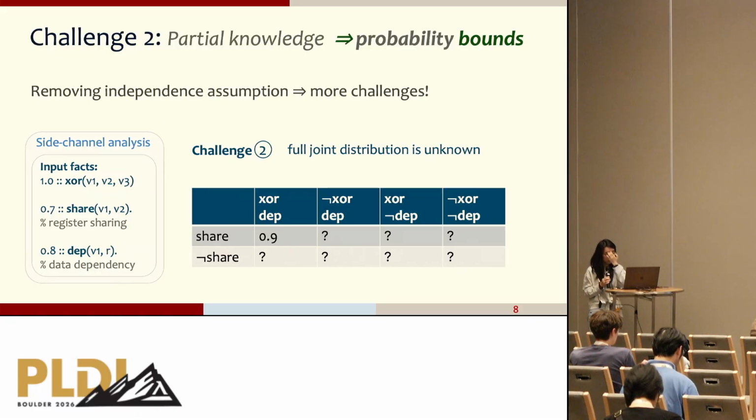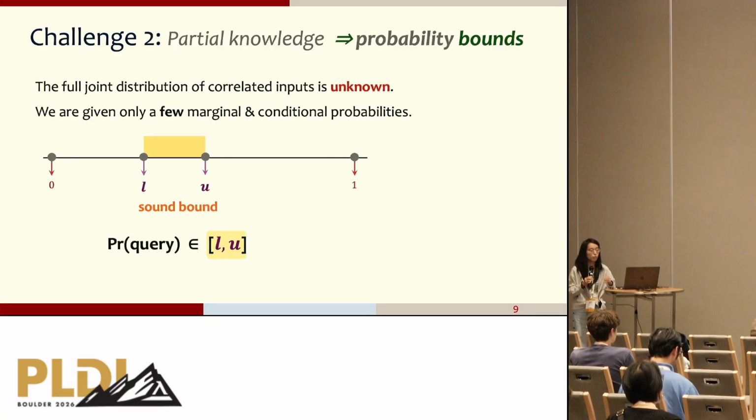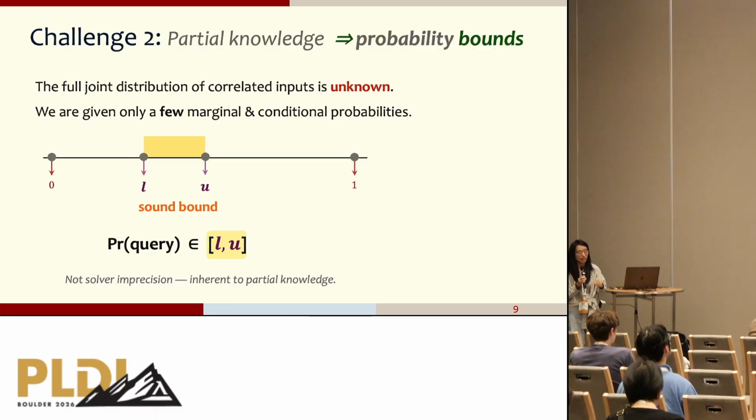So users might only give us one or some of the partial conditional probabilities they have in mind. With this kind of partial information, we only have a few marginal and conditional probabilities. In such a case, when we are computing the probability of a query, the ground truth answer we can have is actually an interval instead of a single value. This is not because our solver is imprecise. This is mainly due to the partial knowledge provided by the users.